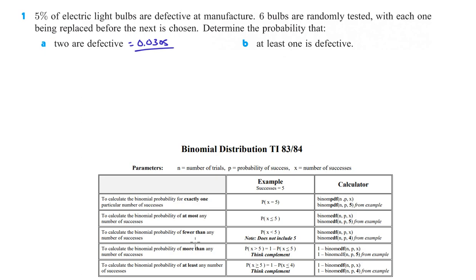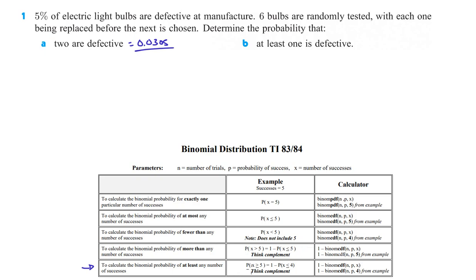Okay, now for part B, we're going to do at least 1 is defective. So this one here, it's nice because this one gives you all the possible outcomes that you can possibly come up with here. So this is what we're going to use for this one here. At least 1 is defective. So here's how you have to look at this. I think that more than or at least, these are the trickier ones because you have to do the complements of these. So what they're saying is calculate the probability at least 1 is defective.